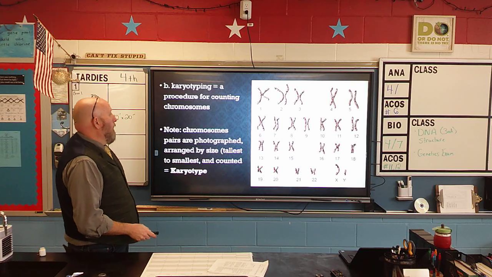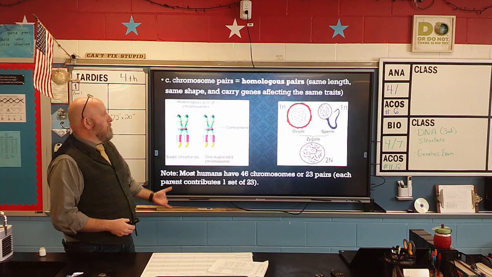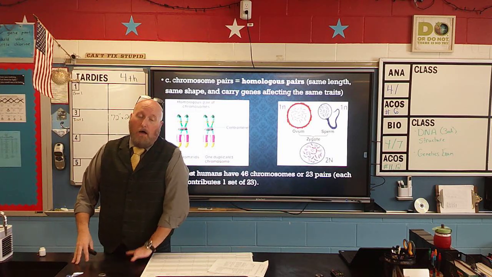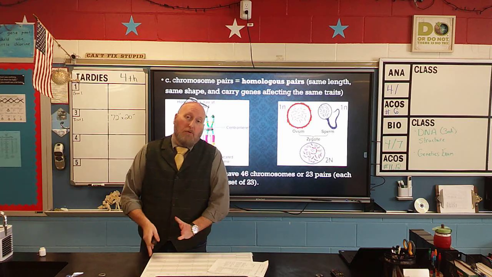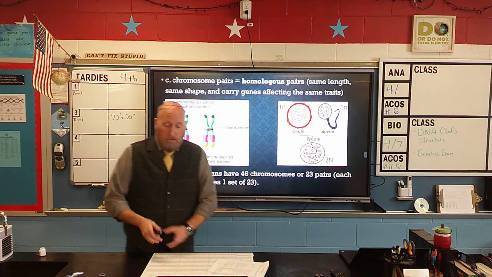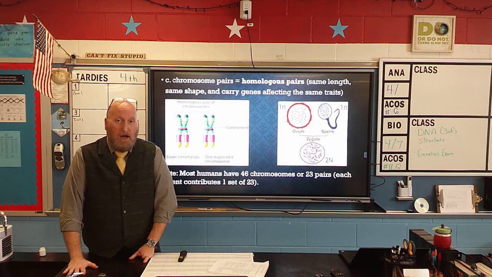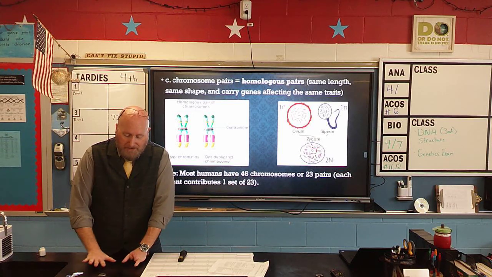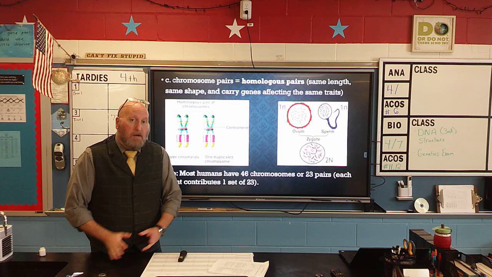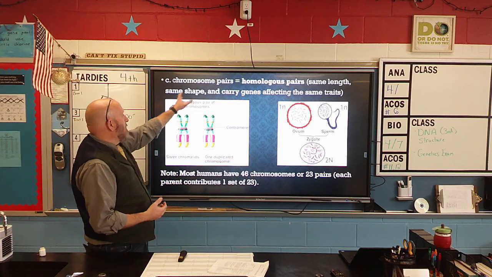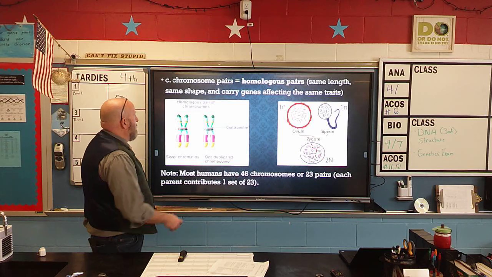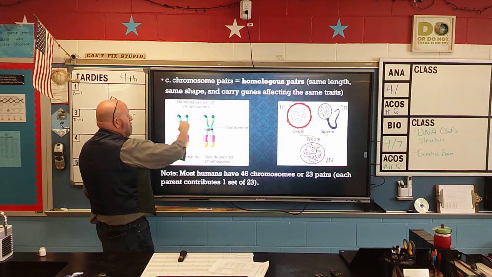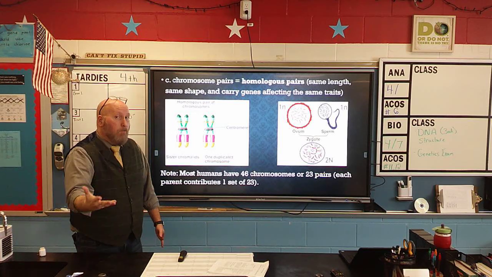Now, remember, you get half your chromosomes from your mom and half from your dad. Always remember that. So the chromosomes that you've gotten from your mom and the ones you've gotten from your dad are going to be the same kind of chromosomes. When they're the same chromosome sets, we call them homologous. Same length, same shape, carrying genes affecting the same traits. So this right here, as you can see in this picture, is a set of homologous chromosomes. Say this one is from mom and this one is from dad.